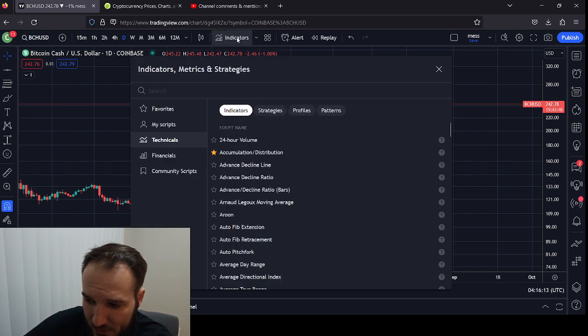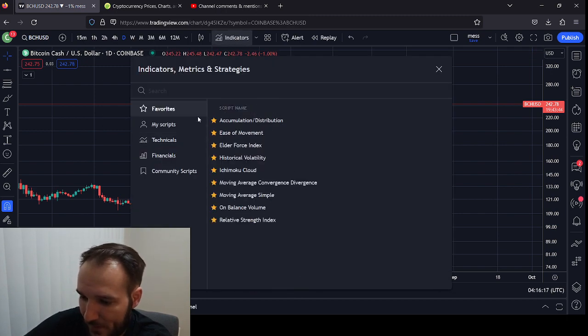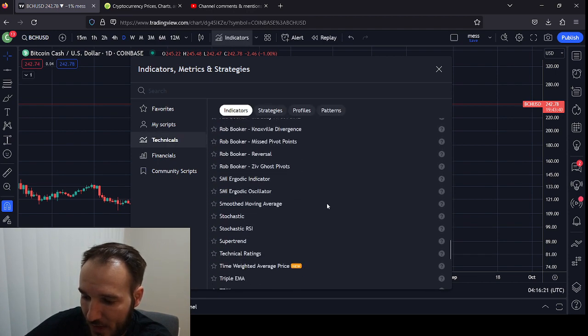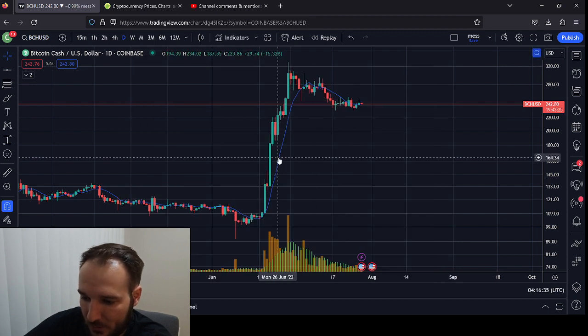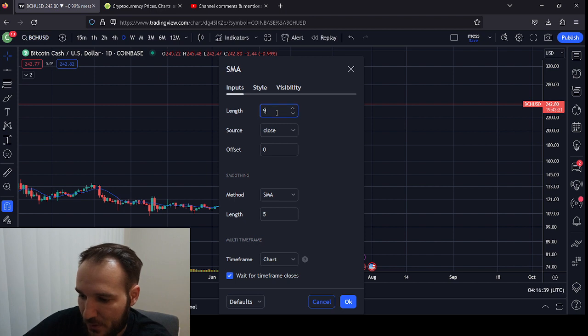Go to indicators. You know, right here you go to technicals. It's one of my favorites, but if you go to technicals here, it's alphabetical. You're going to go to M's. It's going to be moving average, not exponential, not ribbon, but simple. Moving average simple, and that's the one that you want, right? And it'll look like this. It'll probably be a blue line. You double click it. The input that I use is 123.